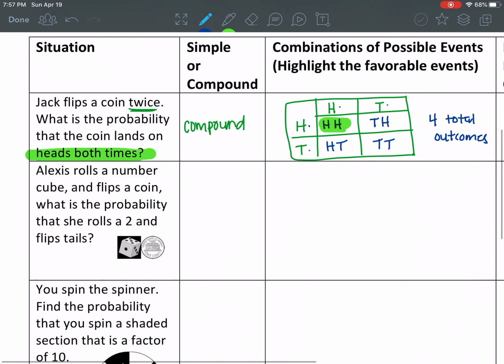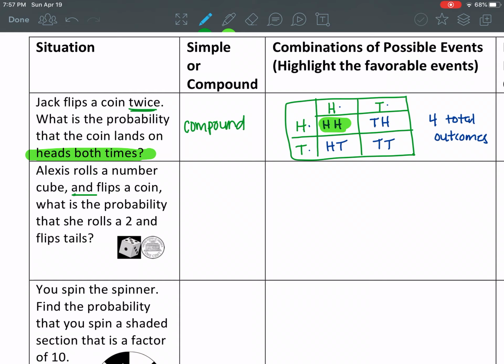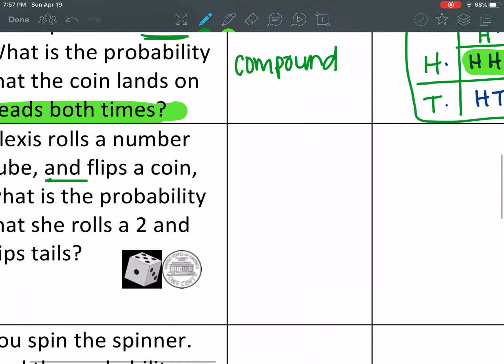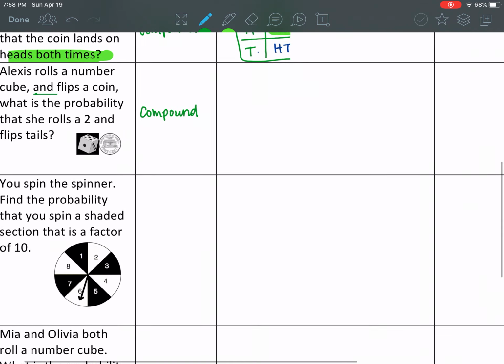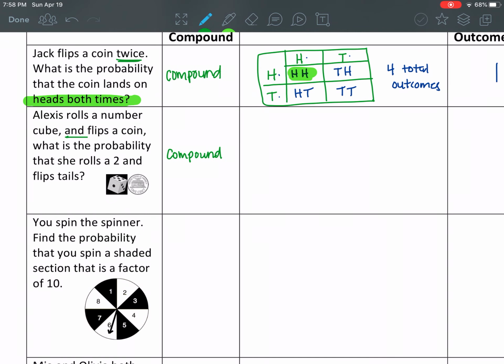So next one, Alexis rolls a number cube and flips a coin. So again, more than one thing happening. We're rolling a number cube and we're flipping a coin. So this is again a compound example. All of your examples in your Pearson homework will be compound. Okay, so again, let's kind of create a table.